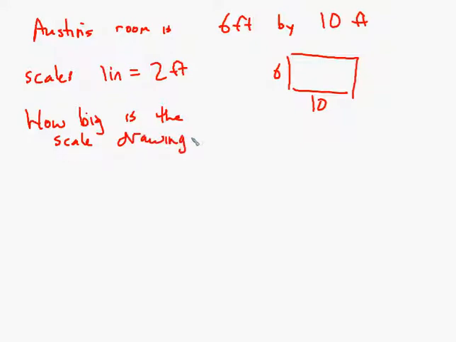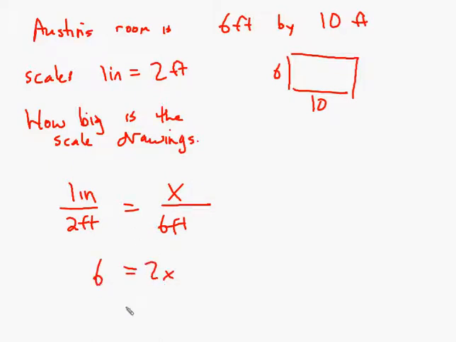I made this pretty simple, so you might just divide by 2 and get 3 by 5. Yes, but perhaps I'll give you something weird. So we're going to do 1 inch is to 2 feet, so this is scale to actual, right? Do you see what I'm doing? Now his actual room is 6 feet, and I want to know how many inches that is. Scale to actual, so I cross multiply, I get 6 equals 2x. Divide by 2 and get 3.